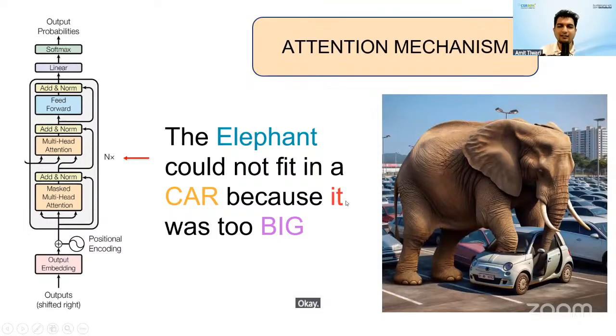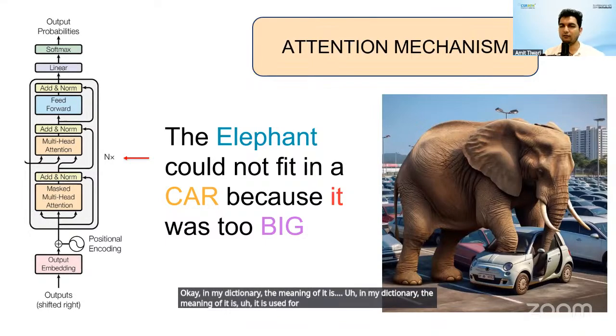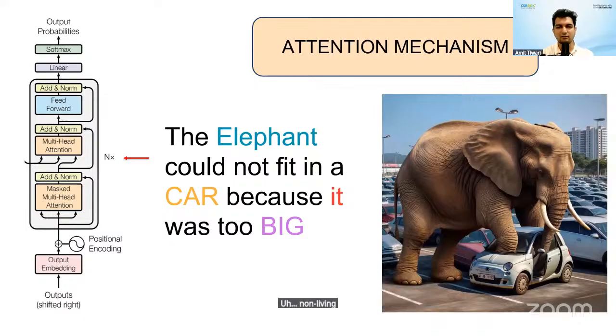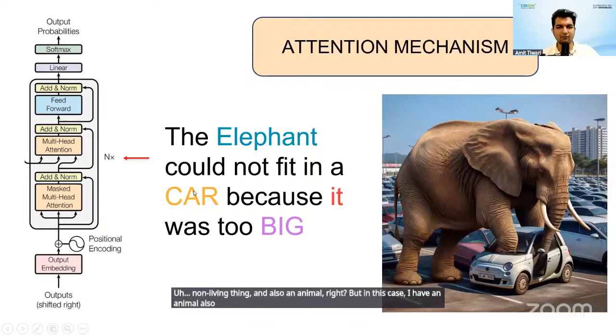Okay, in my dictionary, the meaning of "it" is used for a non-living thing and also an animal, right? But in this case, I have an animal in my sentence. I also have a non-living thing. So if I want to know what the meaning of "it" is in this sentence, let me know in the chat box what can be the meaning of "it" in the sentence.